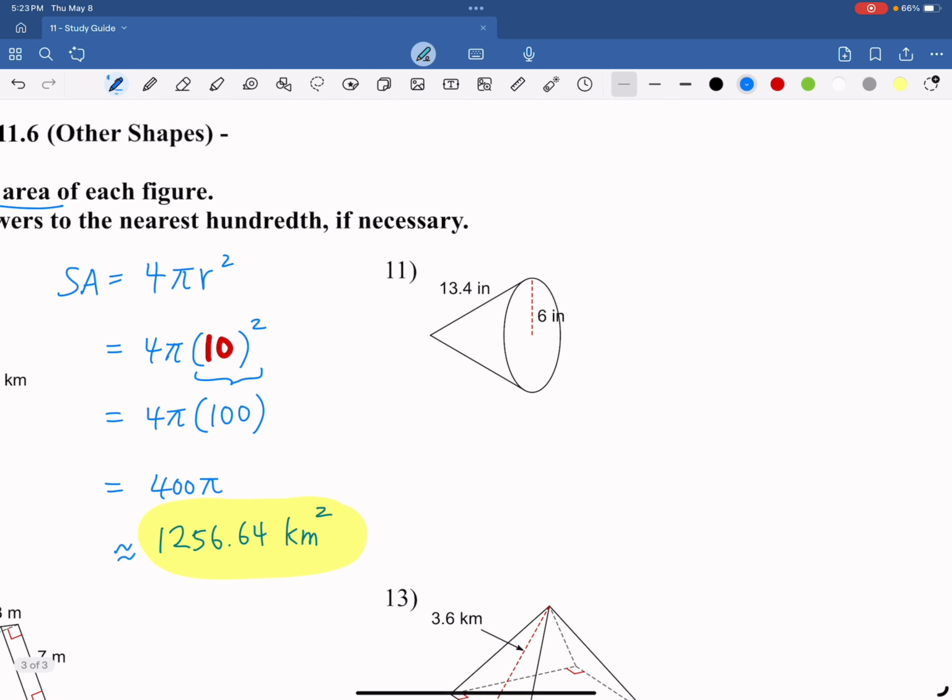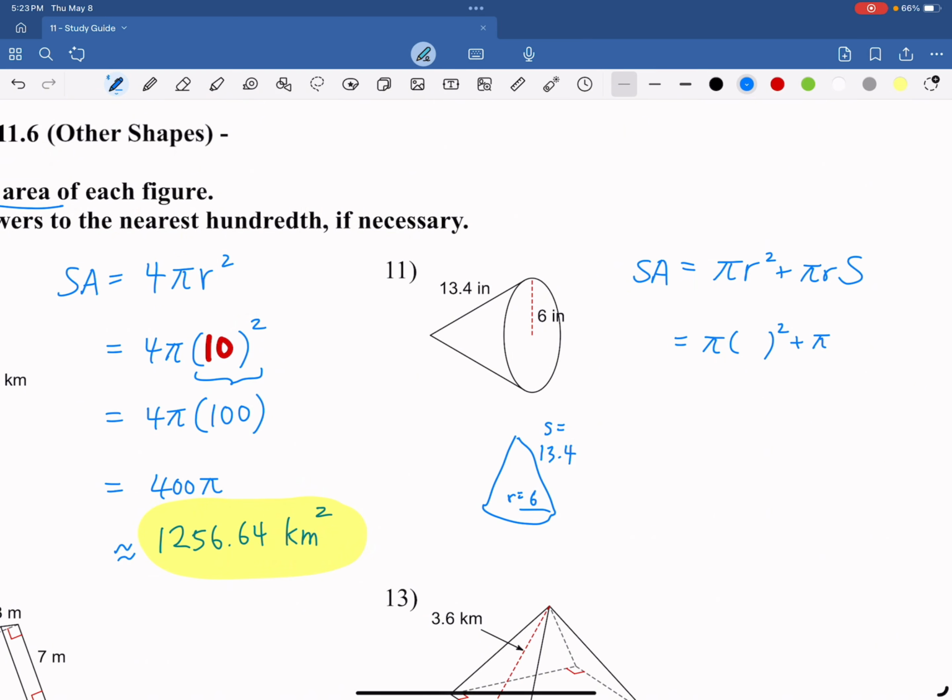Here's a sideways cone, right? Think about it, just read it like this. If you read it like this, the slant height is 13.4, and then the radius is 6, right? Radius is 6, slant height is 13.4. So the SA, which is the surface area, is just pi r squared plus pi r s, the slant height.